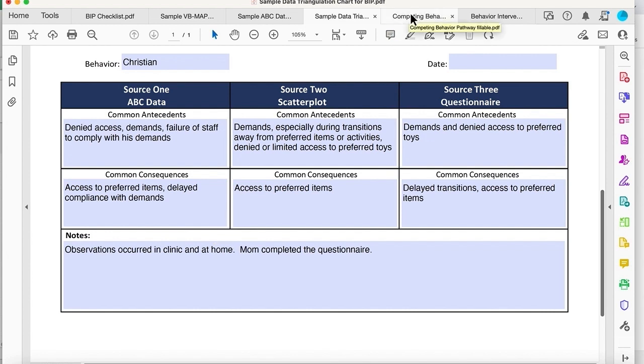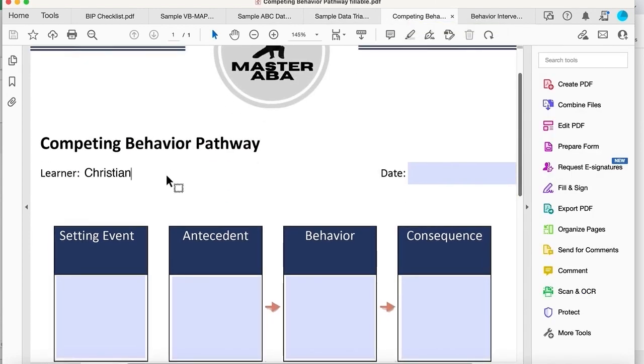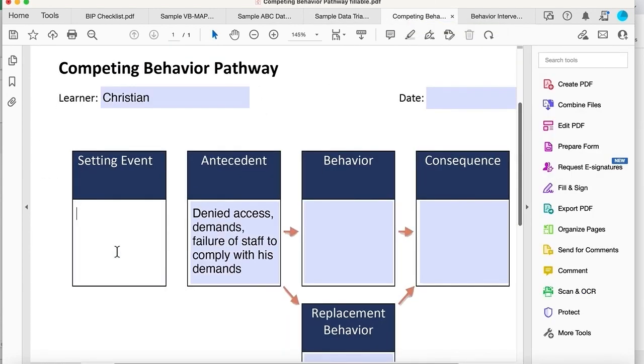Now it's time to use this information to complete the competing behavior pathway. This is for Christian. So, the most common setting events. For Christian, there really weren't a lot of setting events. Occasionally, new staff would make the behavior more likely to occur. But otherwise, he pretty much responded to everyone kind of the same. He would sometimes engage in behavior a little bit more when he was hungry.